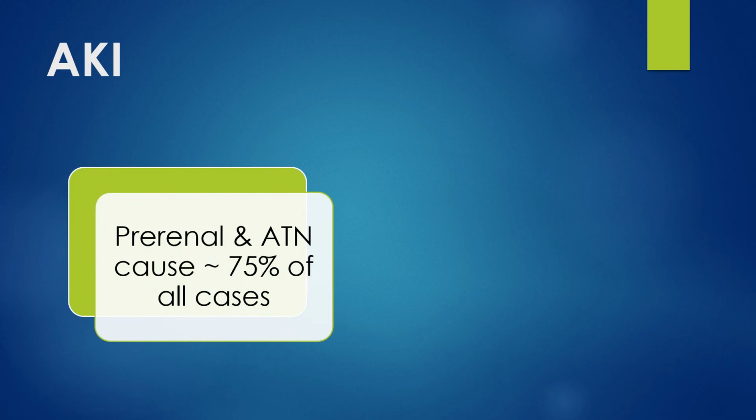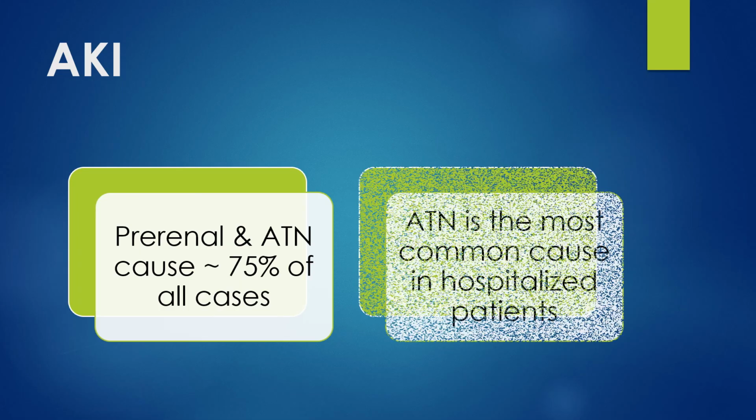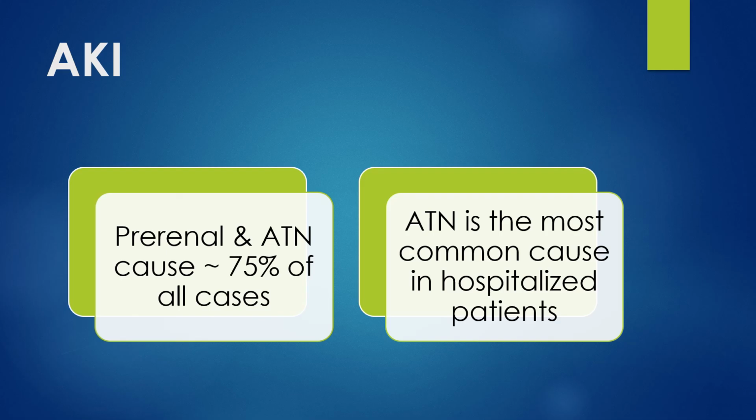A few little fast facts to memorize though. Pre-renal and acute tubular necrosis cause around 75% of all cases of acute kidney injury, and ATN is the most common cause you'll see in hospitalized patients.